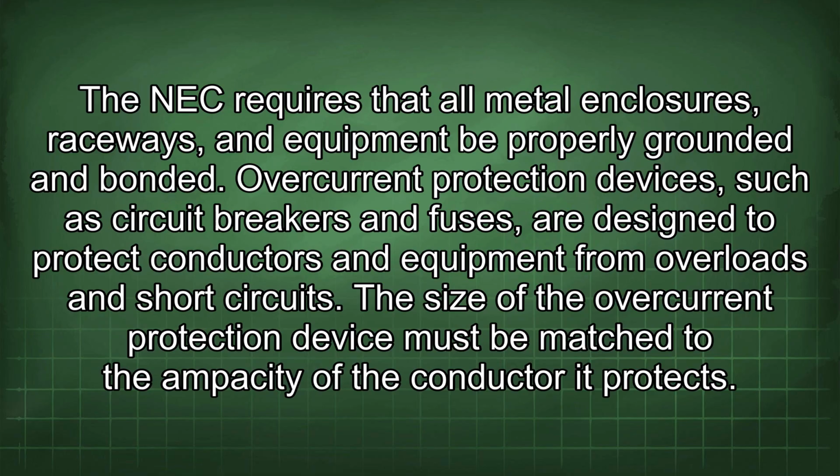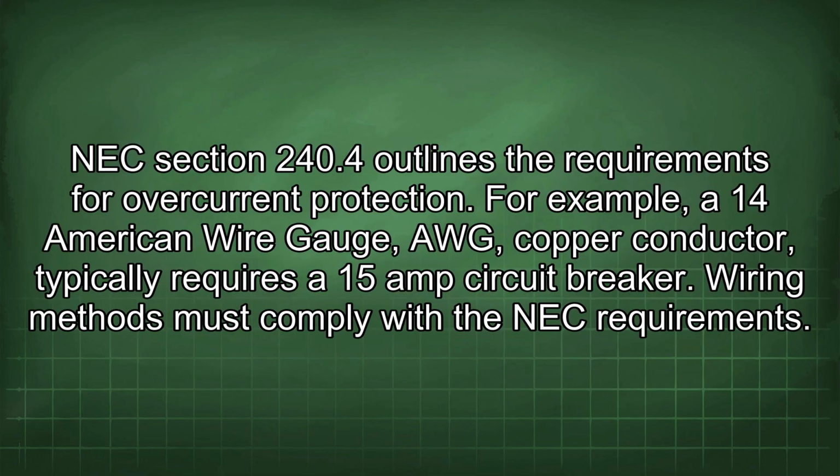Overcurrent protection devices, such as circuit breakers and fuses, are designed to protect conductors and equipment from overloads and short circuits. The size of the overcurrent protection device must be matched to the ampacity of the conductor it protects. NEC Section 240.4 outlines the requirements for overcurrent protection. For example, a 14 American wire gauge copper conductor typically requires a 15 amp circuit breaker.